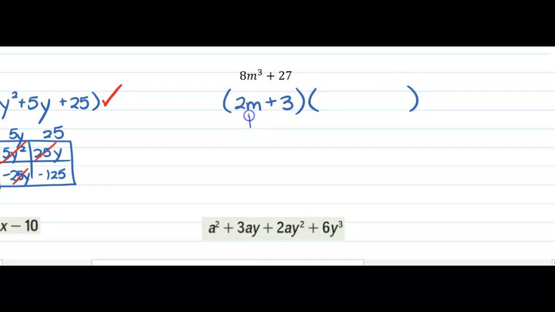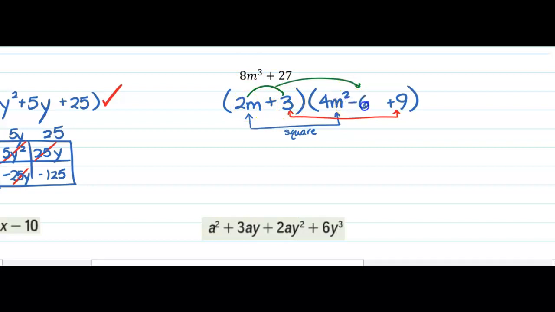Then I'm going to square the first term, 2m times 2m. I want to square this and get 4m squared. And then I want to square my last term as well. 3 squared makes 9. Then I multiply them together and change the sign. 2m times 3 is 6m. Change the sign.